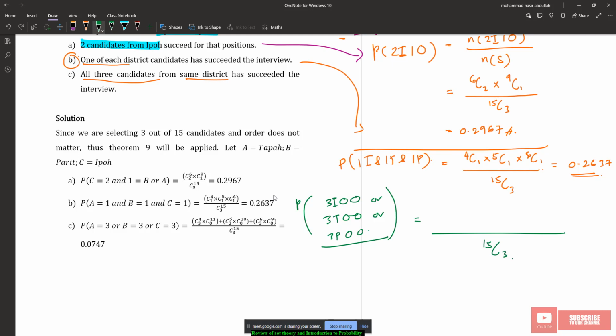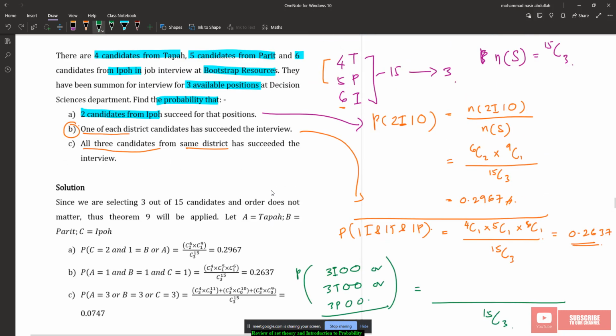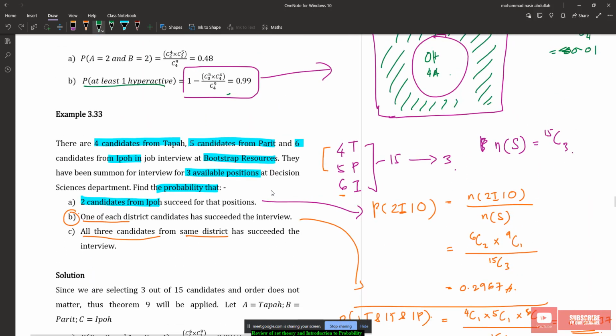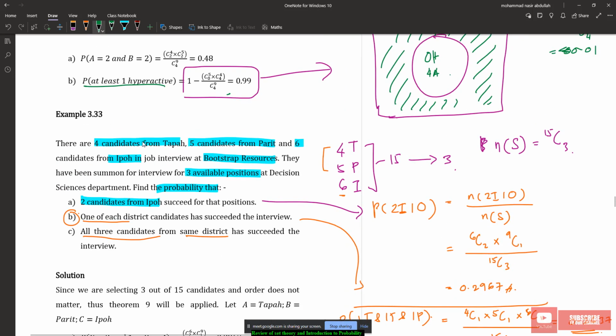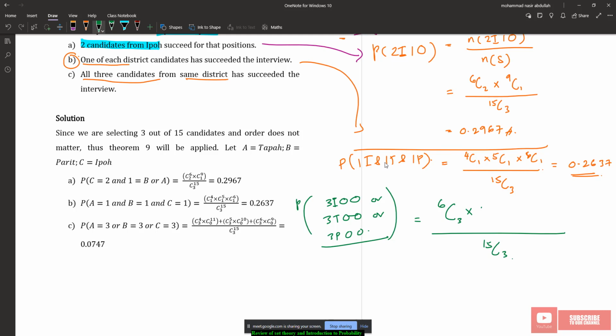When Ipoh succeeds, how many candidates do we have from Ipoh? Is it 4 candidates? Yes, Ipoh has 6 candidates. So 6 candidates from Ipoh succeed and none from others. The others are 9, so 9 choose 0, right?